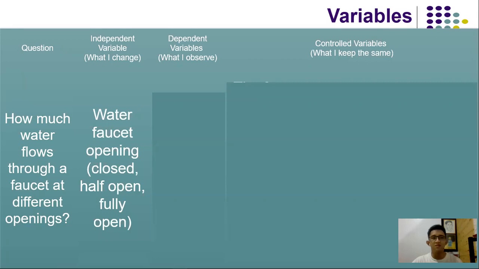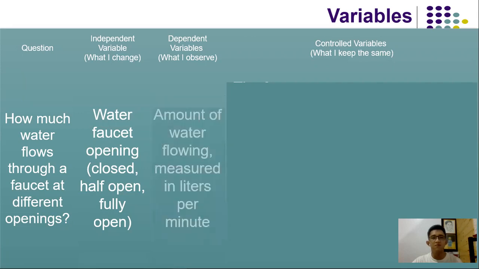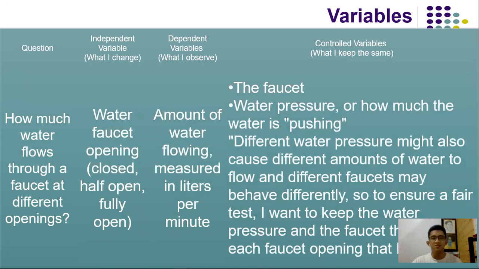So what is the independent variable for this question? The water faucet opening. So we can have closed, half open, or fully open. So what changes are you going to observe? Of course, the amount of water flowing measured in liters per minute. So yung pagdaloy ng tubig, depende kung ang faucet ay nakasara, kalahating bukas, o nakabukas ng todo. Controlled variables, ibig sabihin, yung mga hindi pwedeng magbago o kailangang pare-parehas sa lahat ng oras.